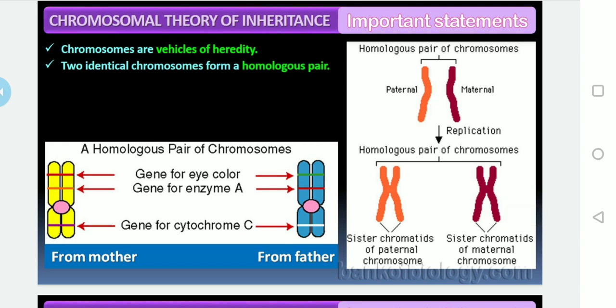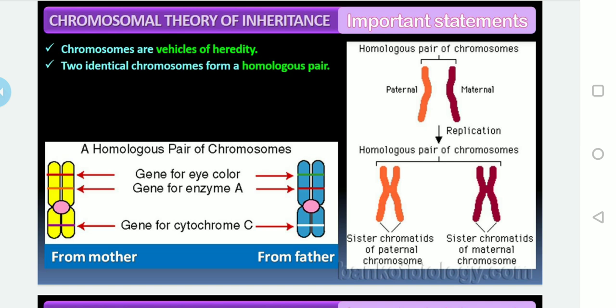So according to this, what they tried to explain, important statements with respect to the chromosome theory of inheritance. As I said, the chromosomes are vehicles of heredity, that means they will carry the heredity characters, isn't it? And the two identical chromosomes form a homologous pair. So this is very important. Homologous means structurally, morphologically, physically, they are similar to each other. For example, here in this slide, just observe. Almost all the shape and size of these chromosomes are similar, whether from the mother or from the father.